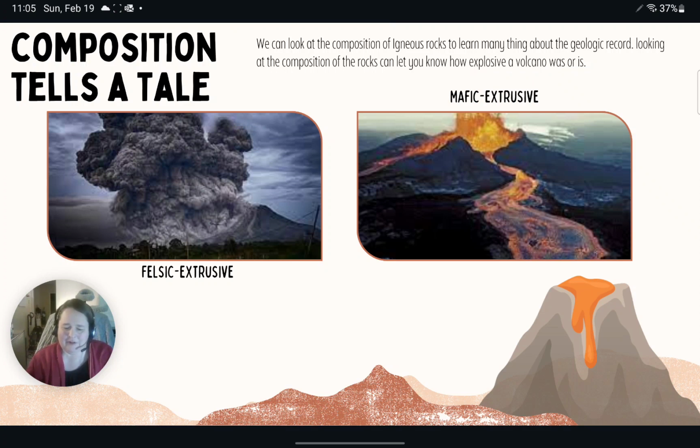Now that we know how to identify an igneous rock, let's see what an igneous rock can tell us about the geologic record. Looking at the composition of a rock can let us know how explosive a volcano is. If the minerals found in the lava are felsic and extrusive, it's going to be coming from a violent volcano. Where if the minerals found in the lava are mafic and extrusive, then it probably came from a volcano much like the Hawaiian volcanoes that are safer volcanoes, less explosive.